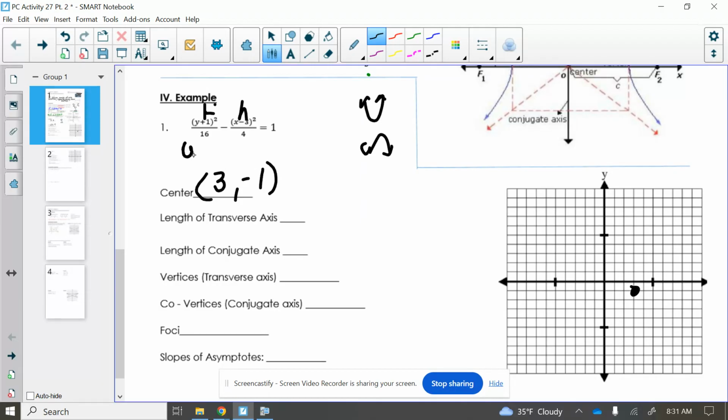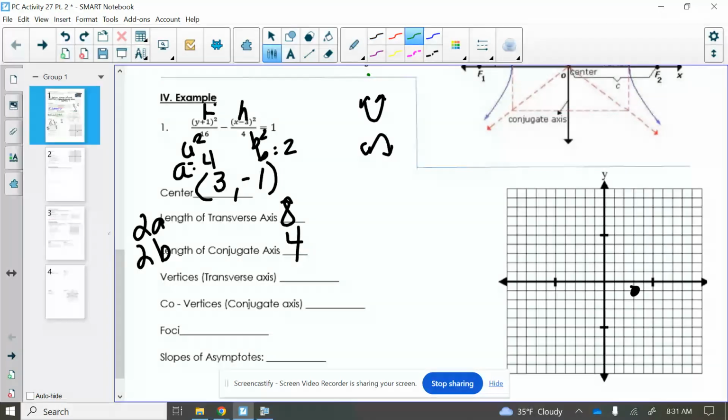Now this time A squared is 16, so our A value is just 4. So 2 times A then is just 8. For the conjugate axis, B squared is 4, so B is the square root of that, which is 2. 2 times that value would be 4.